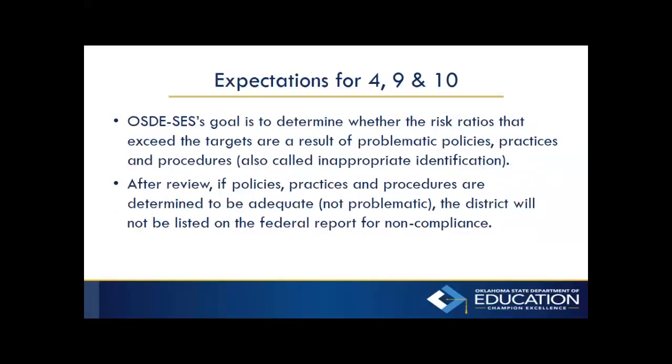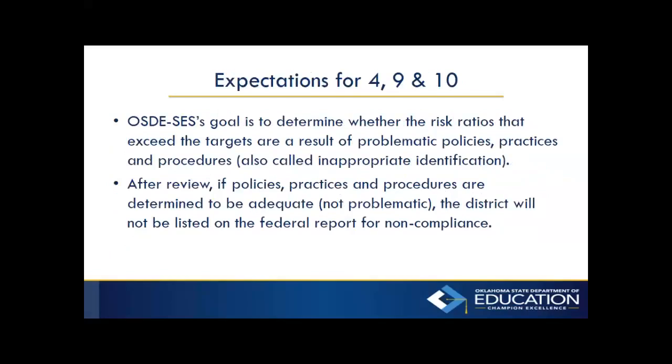So the expectations for 4, 9, and 10, our goal is to determine through this process whether those risk ratios that exceed the targets are the result of those problematic policies, practices, and procedures, okay? So what we have to do is look at those. Last year we did this through a different process in a survey tool. This year we've incorporated it into GMS just to make sure everything is in the same place and there aren't any questions about who has done what.